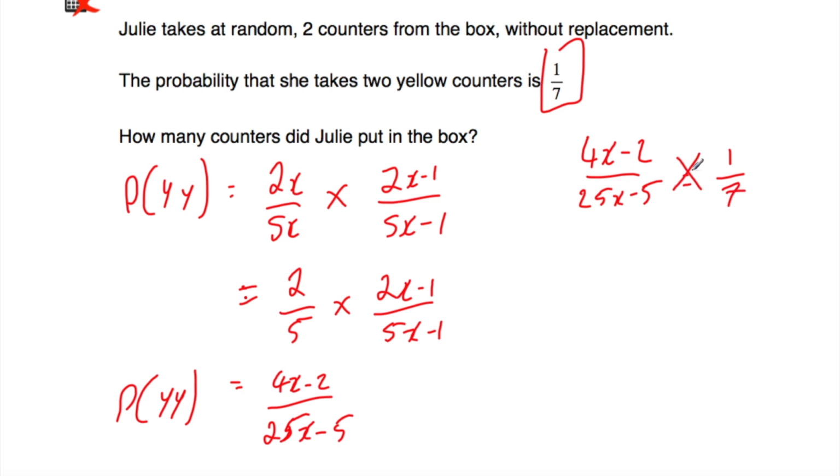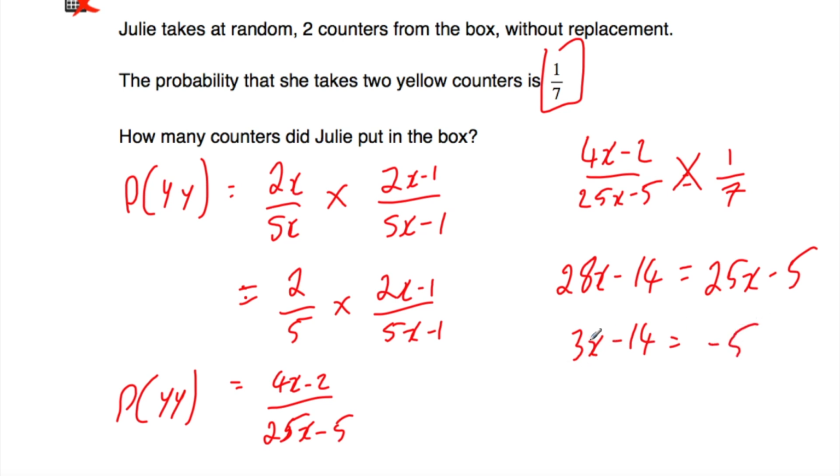But I'm going to use cross multiplication, so this numerator times that denominator will be equal to this numerator times that denominator. So 4x minus 2 times 7 would be 28x minus 14, and that's going to be equal to 25x minus 5 times 1, which is 25x minus 5. Now we just need to solve this equation. I'm going to take 25x away from both sides. On the left hand side we'll be left with 3x minus 14, and on the right hand side we'll be left with minus 5.